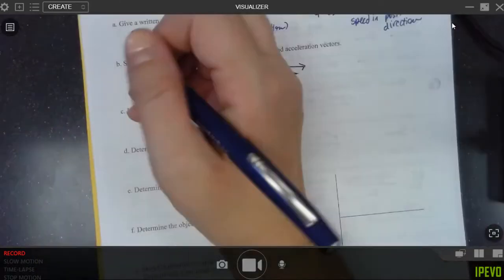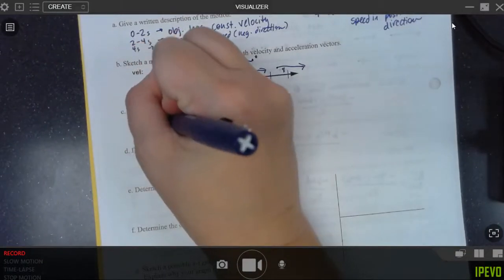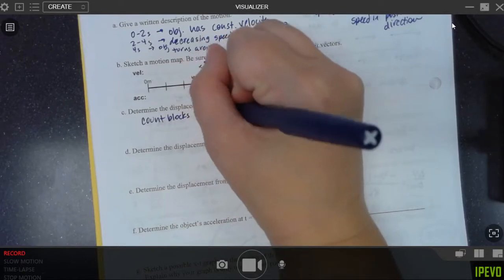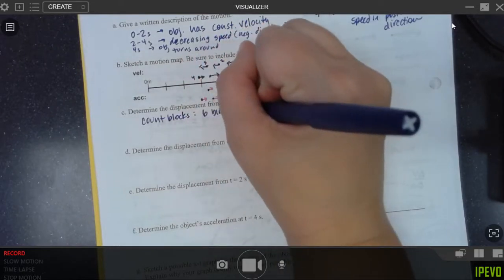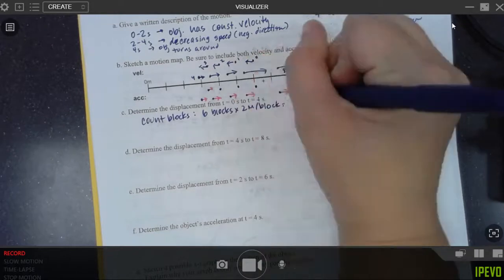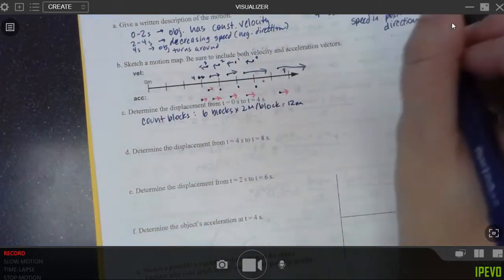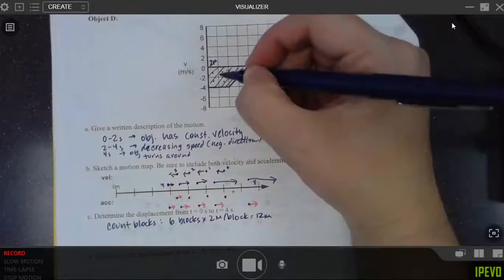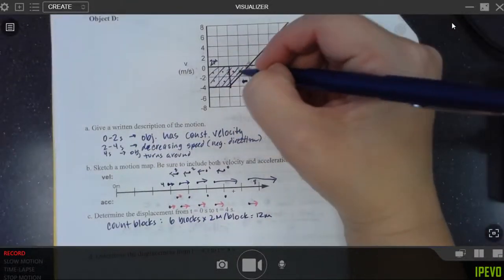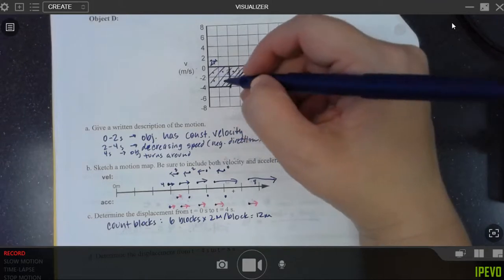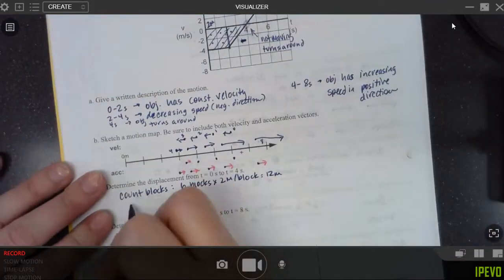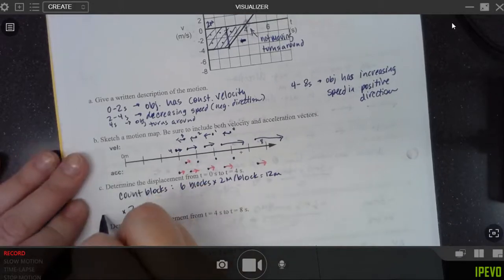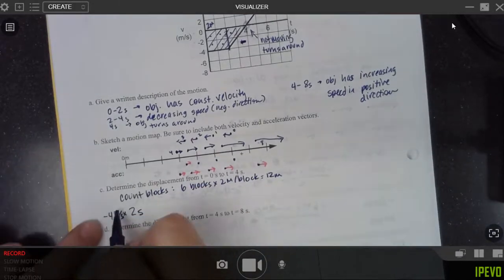So if I count the blocks, 6 blocks times 2 meters per block equals 12 meters. If we want to make it mathier, if you like doing your area calculations, I would do this as 2 parts. I would do it as the first 2 seconds and then the last 2 seconds. The first 2 seconds are going to be 2 seconds times minus 4 meters per second. And this is just velocity times time.